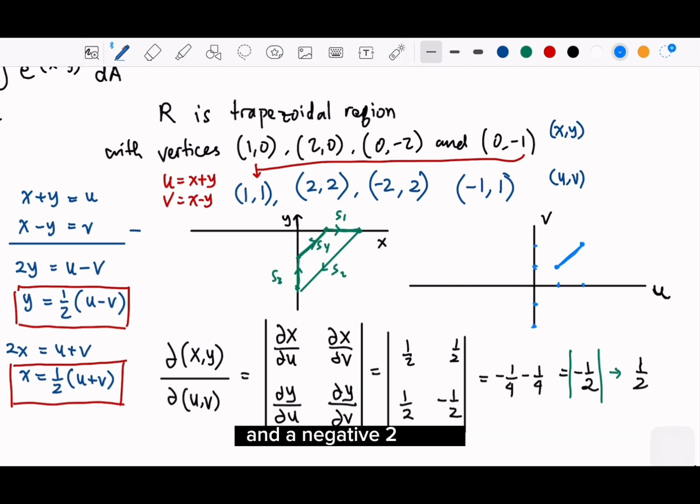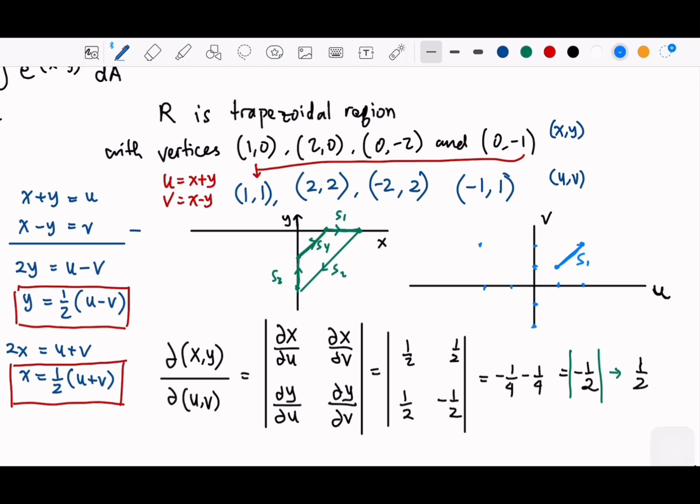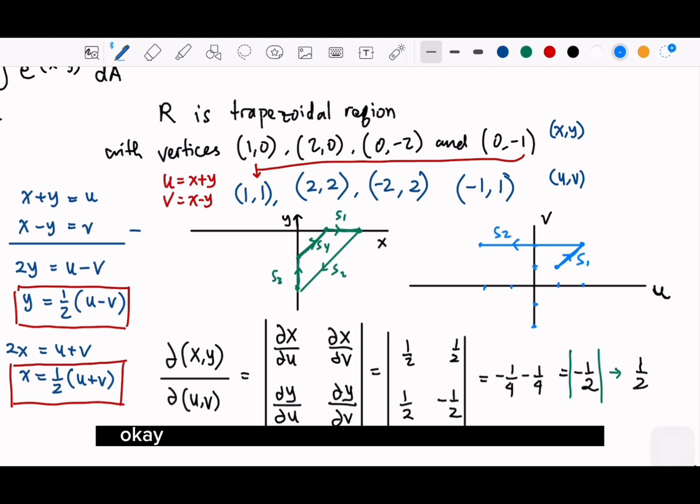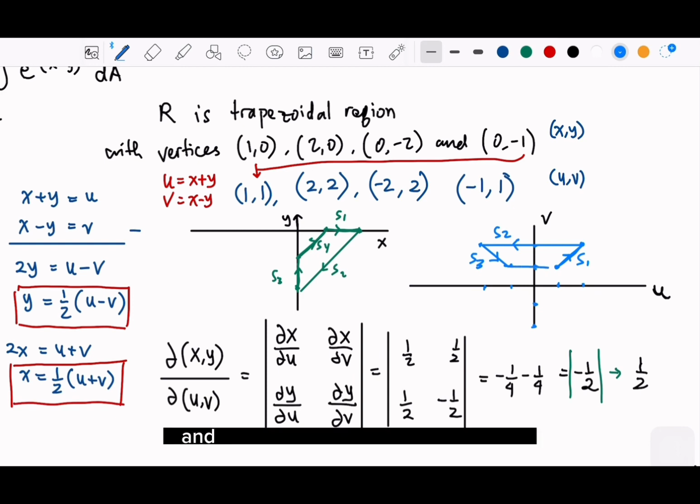And then negative 2 and 2. So this one here. What should we write here? Let's just say S1. And this part is S2. Okay. And then we have another one here that is S3. And another one here, which is S4.